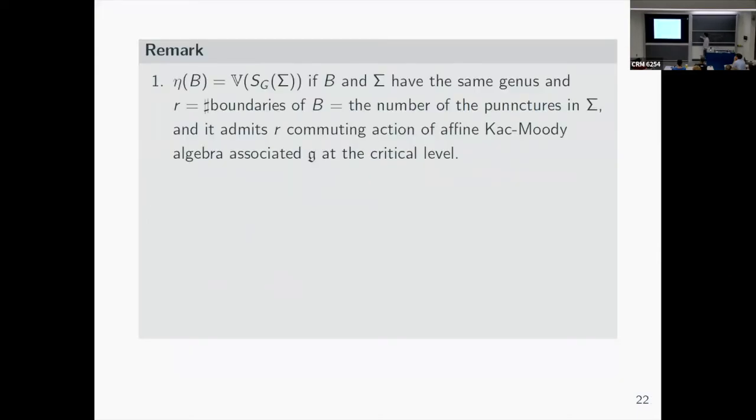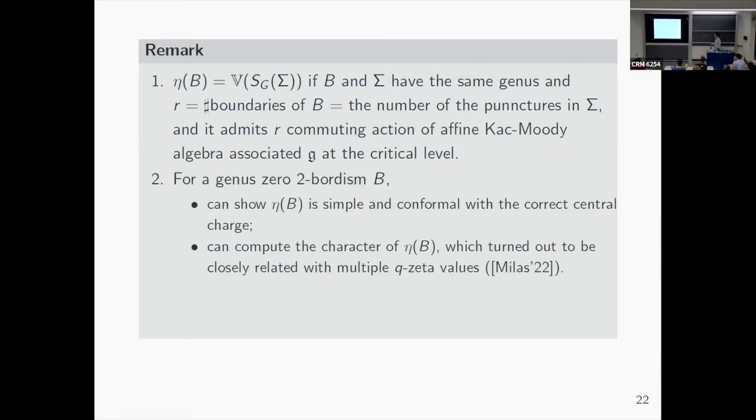And so this, as I explained, the number of boundaries means the number of actions of the Heisenberg-Kac algebra. So if there are 3 boundaries, there are 3 commuting actions of the Kac-Moody algebra. And if it's genus 0, then one can show that the image, I didn't impose any simplicity condition, but it automatically follows that the image is simple and conformal with the correct central charge. And one can compute the character, which turned out to be closely related with multiple q-zeta function values. So they have very interesting characters.